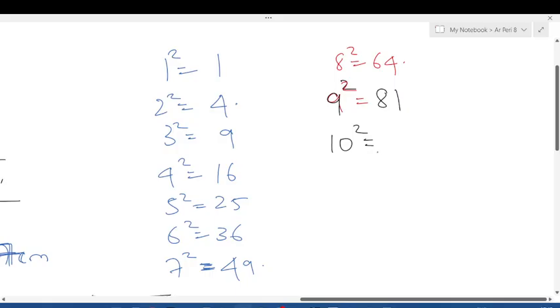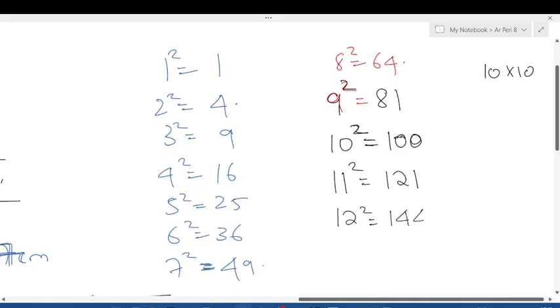Yeah, tell me for 10 square, Amilda. How many times do you multiply 10 square? 10, how many times do you multiply? What is 10 into 10? Why did you say 5? What's the reason? Twice, okay, correct. 10 square is 100, correct. 11 square? Twice. So 11 into 11 is 121. 12 square is equal to 144.